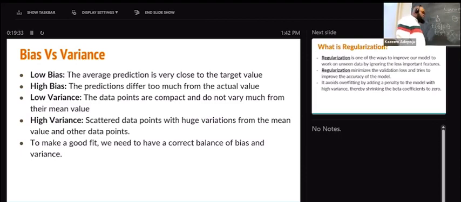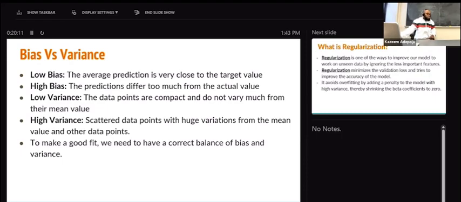That is what we mean by unbiased, because it is one of the properties of an estimator. So that's what low bias means. But high bias means your prediction differs too much from the actual value. We actually want to minimize the distance between what your model predicts and what actually happened in reality. And low variance means data points are compact and do not vary from the mean. High variance means scattered data points with huge variation from the mean value and other data points.